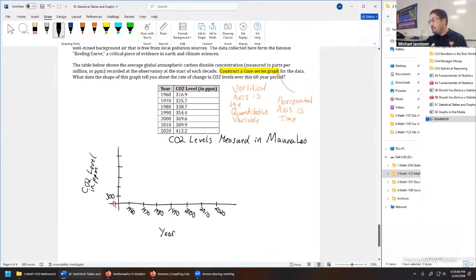Let's start at 300 and maybe go by 25s. This will be 325, 350, 375, 400, and just one more tick mark, 425. Now we've got all the tick marks. We can place the data within those bounds, and that's going to be our next step. Essentially, we're just putting down dots and connecting the dots on the next steps for completing this graph.